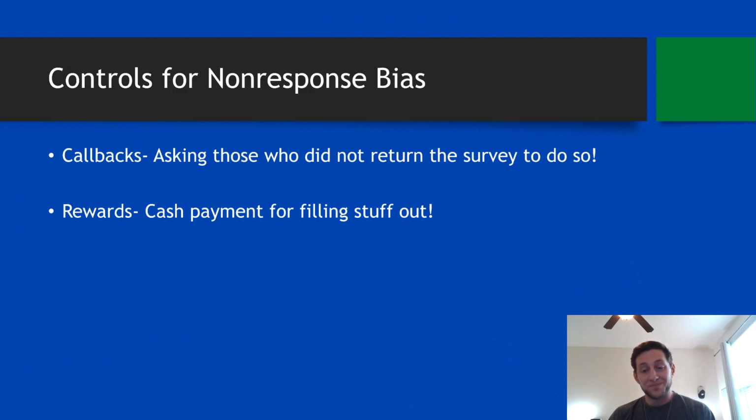Well, if you want, you could just nag people. You could do callbacks, meaning ask those who did not return the survey to do so. Hey, I noticed that you did not complete our survey. It would be very beneficial to our organization if you did so. Okay, fine. Do the survey. That's a way to get people to respond. Just nag at them. Another way would be rewards. Hey, you could be a winner of an Amazon gift card if you participate in our survey. Well, that usually gets me to do it. So callbacks and rewards are ways to help with response rate.